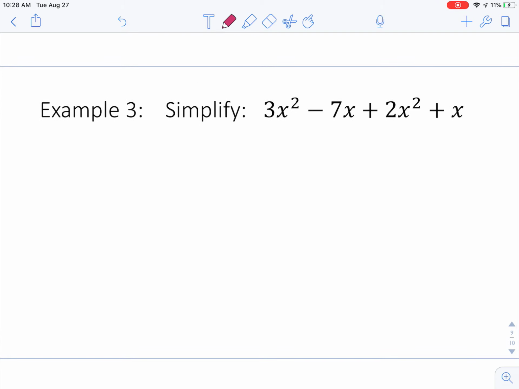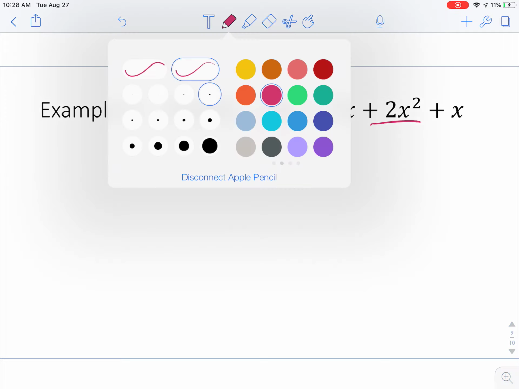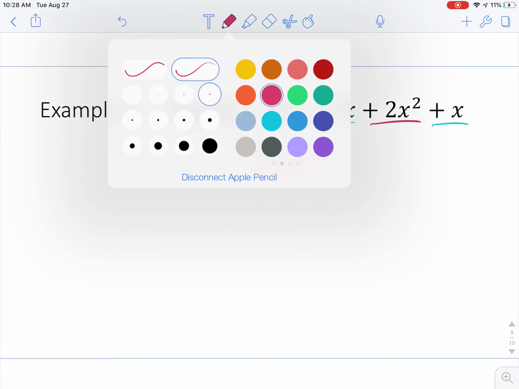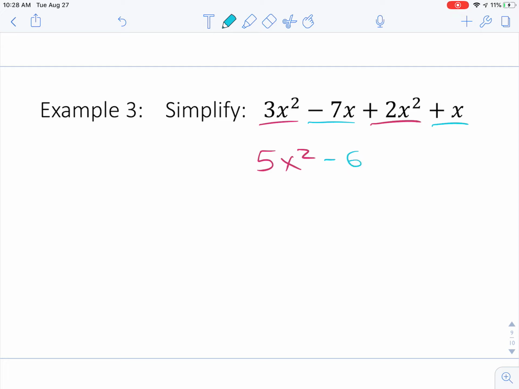Same thing with example 3. Pause it, try it, come back. All right, so 3x squared and 2x squared are like terms, and it's actually different for negative 7x and x because they don't have a square. They don't have that little 2 up here, so they are not like terms. So I'm going to put together the x squared terms to say 3x squared and 2x squared. You add the coefficients, so that makes a 5x squared. And negative 7x and positive x makes a negative 6x. And we get 5x squared minus 6x. You can't put these together. They aren't like terms.